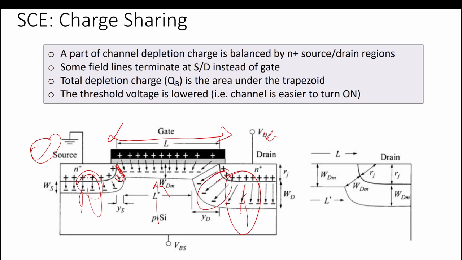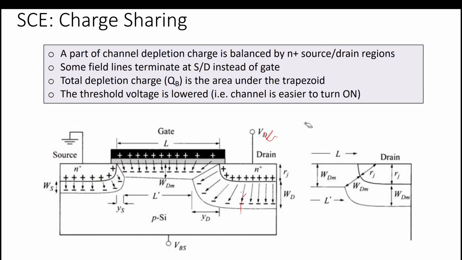It is not that effective if the channel length is high. But if we reduce the channel length, this length becomes more and more comparable to the channel length. So how much charge sharing there is will affect a lot of parameters. It will affect the threshold voltage.